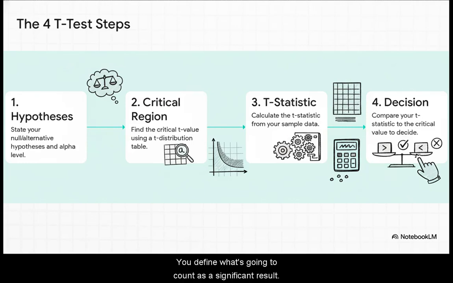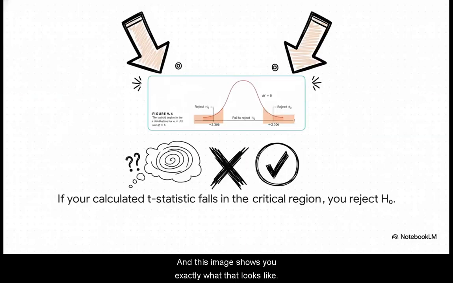You define what's going to count as a significant result. Third, you actually do the math and calculate the t-statistic from your data. And finally, step 4, you make the call. You see if your result crossed the finish line or not. And this image shows you exactly what that looks like.